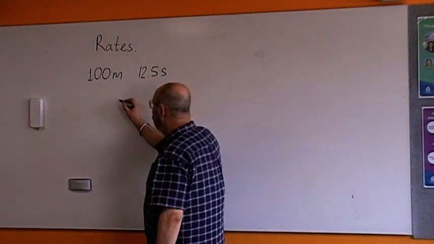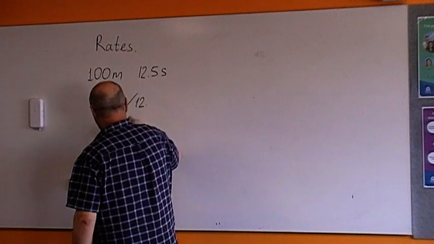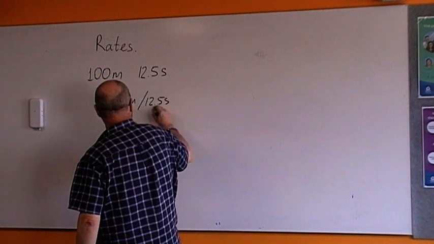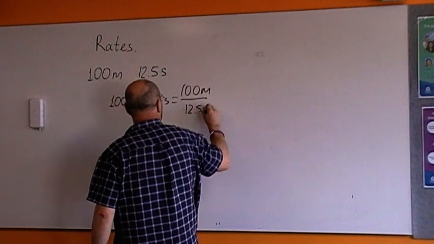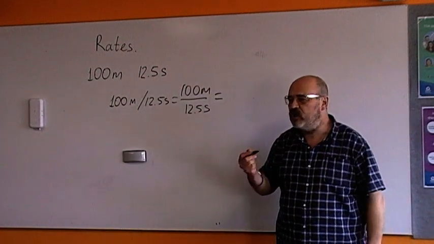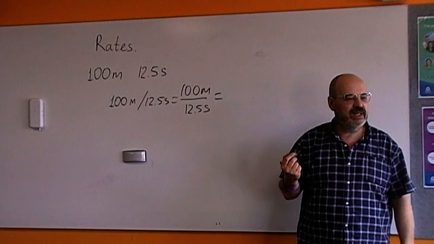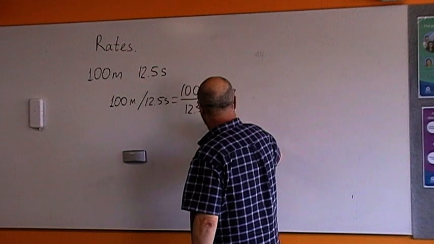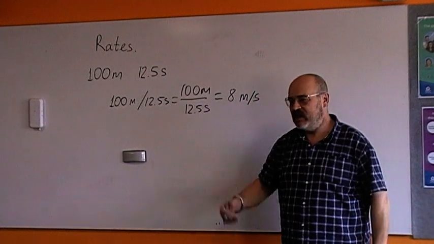100 meters divided by 12.5 seconds. We always need to write units: 100 meters per 12.5 seconds, or we can write it like a fraction, 100 meters over 12.5 seconds. But this is his rate, and as usual, if something can be simplified, it must be simplified. So we divide 100 by 12.5, and that equals 8. So his rate is 8 meters per second, how fast he is running.